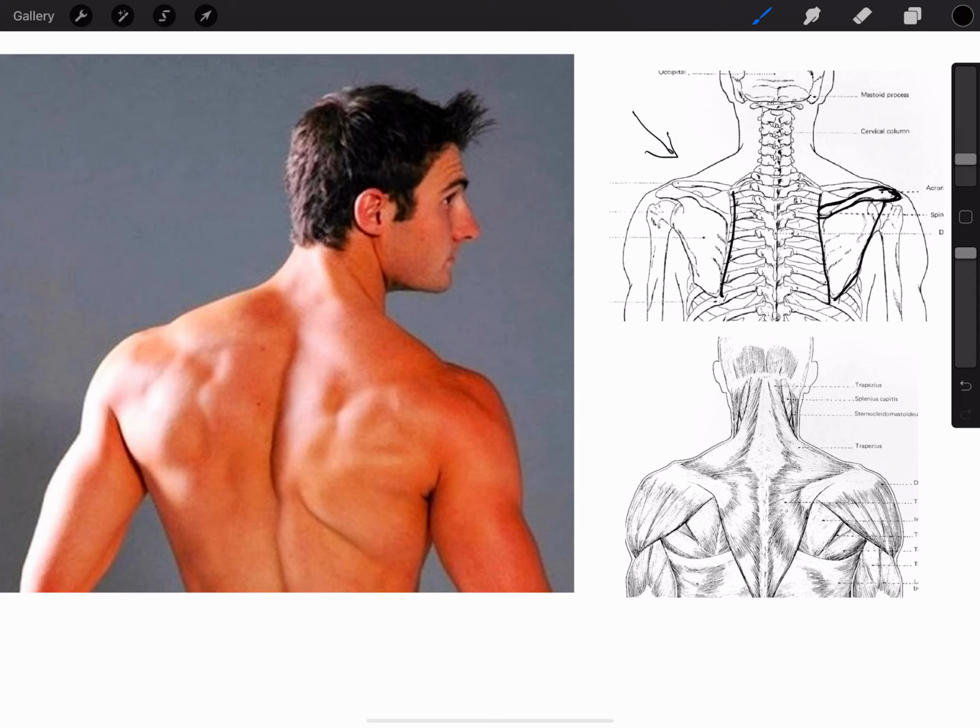So if we take a look over here at our figure, we should see that the scapula is going to be in this area. Okay, and then he's sort of tilted a little bit, so we're going to get a slight angle to the scapula in that case. And then the other thing we want to talk about back here are the muscles that you're going to see.